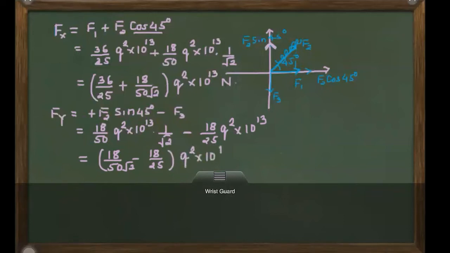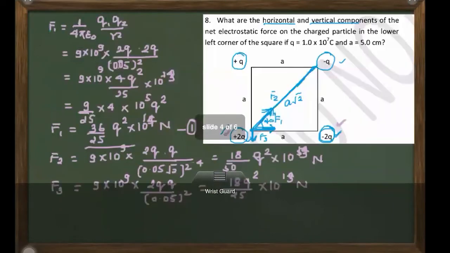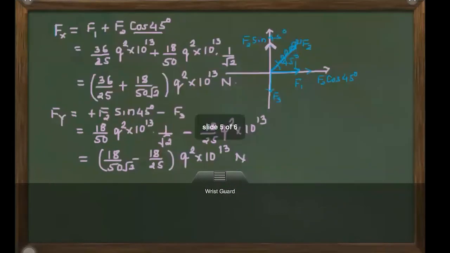So this was the answer. This is the answer that was asked of you. This is your total horizontal component. Putting the value of q square and doing the division, we can get the answer. And this is the total y component. So this is the theory of superposition.